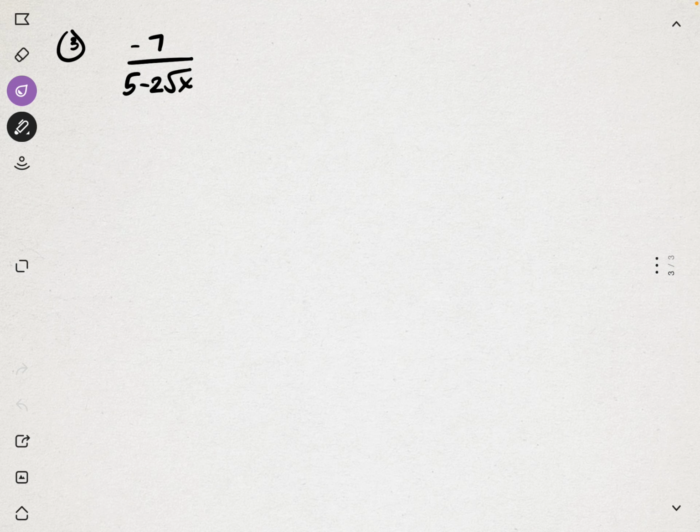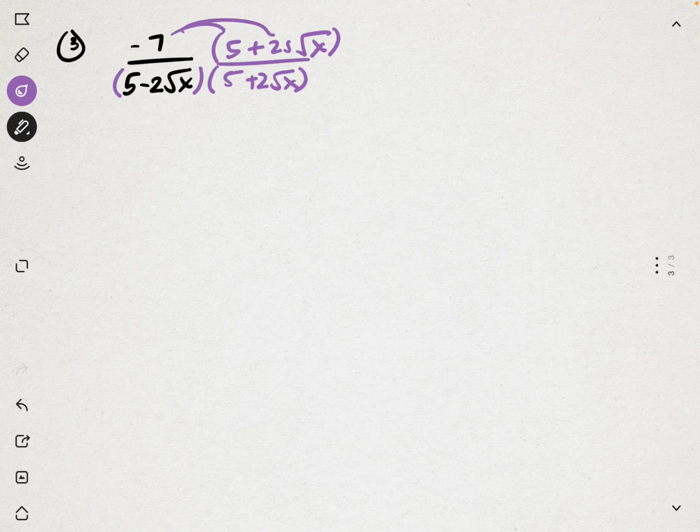Okay, on to the last one. So this one has an x in it, but we're still doing the same idea. So we're multiplying by the conjugate, top and bottom. Okay, so we're distributing top and bottom.